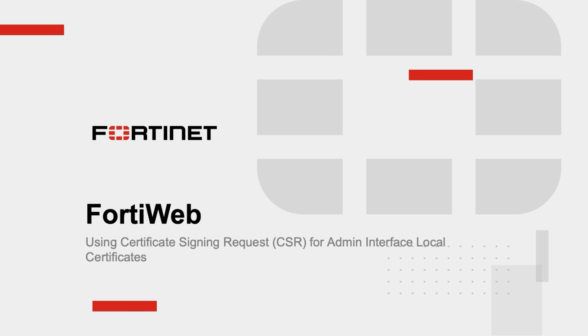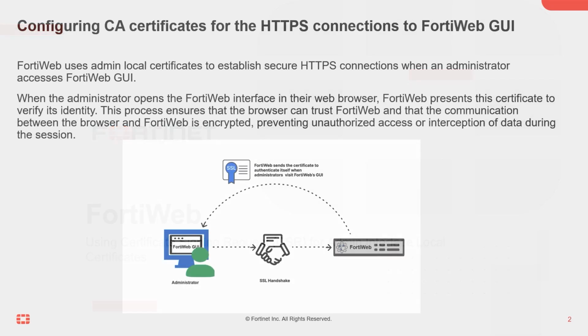Hi and welcome to a quick tutorial video on supporting certificate signing request when logging in to the FortiWeb administrator interface using client certificates. The purpose of a CSR certificate is to enable administrators to securely access the FortiWeb GUI via HTTPS. FortiWeb uses admin local certificates to secure HTTPS connections when administrators access the FortiWeb GUI. When you open the FortiWeb interface in your browser, FortiWeb presents this certificate to prove its identity. This helps your browser trust the connection and ensures all communication between the browser and FortiWeb is encrypted, keeping your session safe from unauthorized access or data interception.